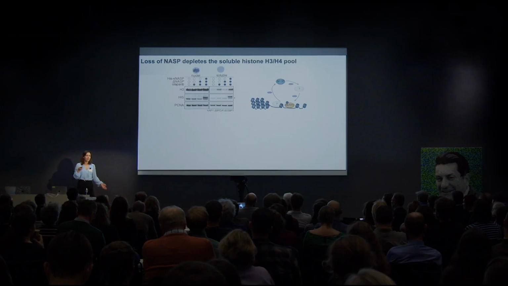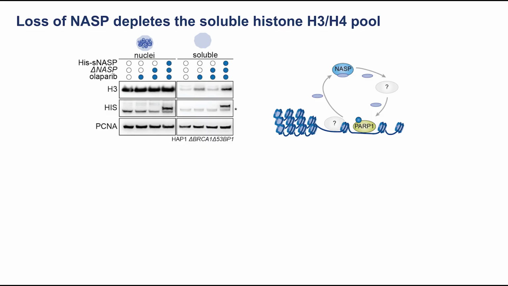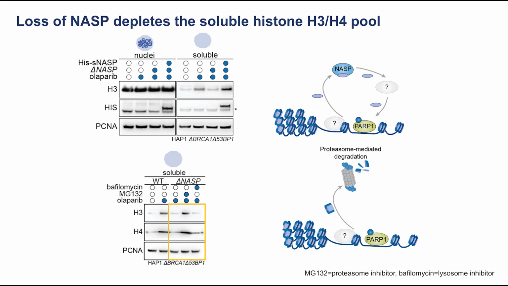But what happens when NASP is not there? There have been different routes described in the literature that degrade histones, and here we just used two examples, MG132 and bafilomycin. As you can see from this Western blot, we could readily rescue histone stability by treating cells with MG132, suggesting to us that in the absence of NASP, these histones are degraded by the proteasome.